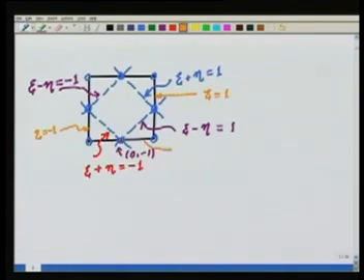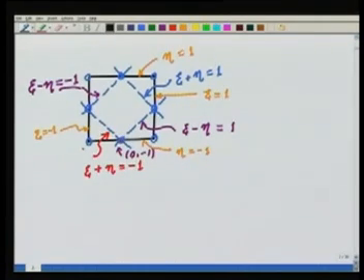Equation of this line is eta equal to minus 1. Equation of this line is eta equal to plus 1. Given these definitions of these lines, can I now construct the shape functions? So let me say I want to construct N1.